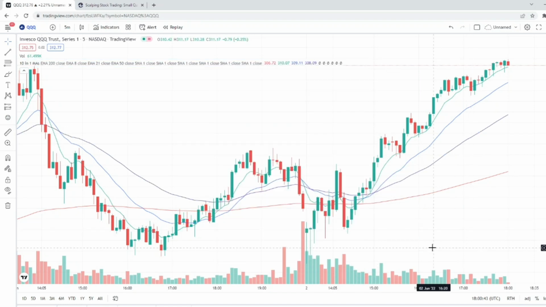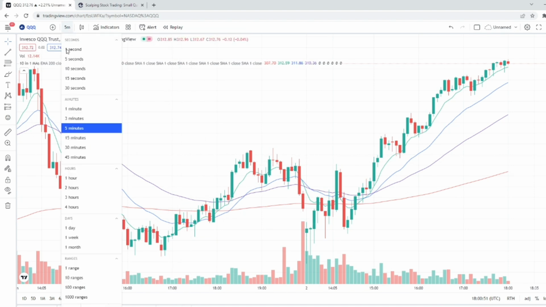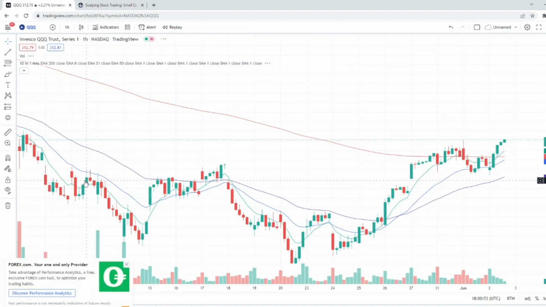So I'm not really waiting for the candle to close above my resistance point on a 1 minute time frame. As soon as it breaks and I see the level 2 pick up, that's as soon as I get into the trade. Because with scalping, the whole idea behind it is you want to get in, you want to catch the momentum, and then you want to get out.